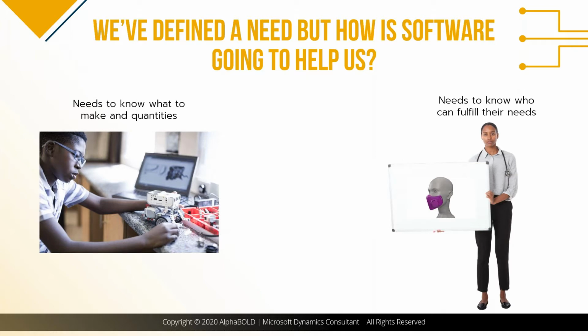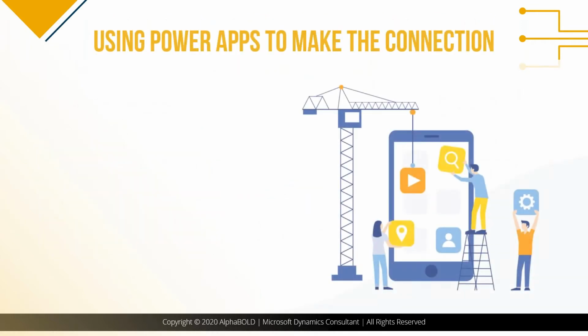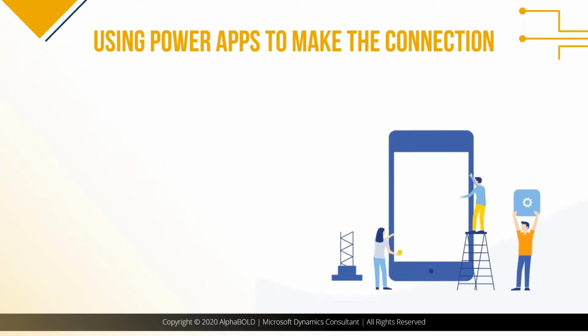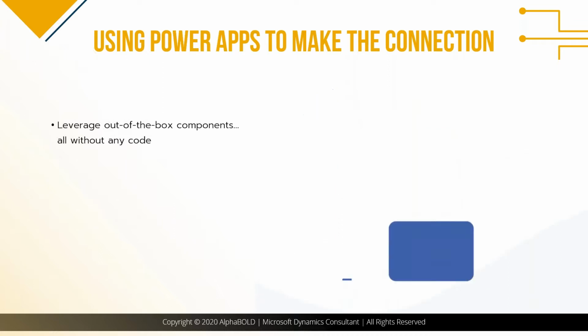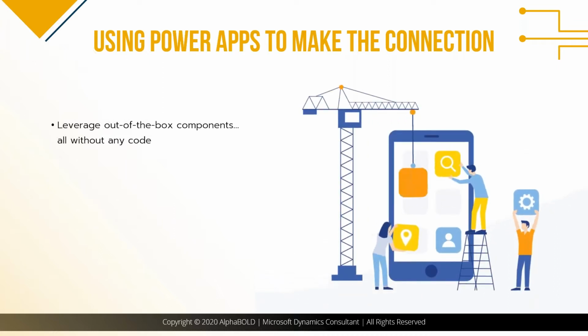But as we all know, software can take ages to design and build. So can we really build this in time for it to help us during this pandemic? And the answer is yes. With Power Apps, we can do that. So using Power Apps, what we can do to speed up the process is we leverage all of the out-of-the-box components, group them together, none of it requiring any code. So it allows us to quickly and easily build a software application to track hospital requests and identify those who can contribute parts.